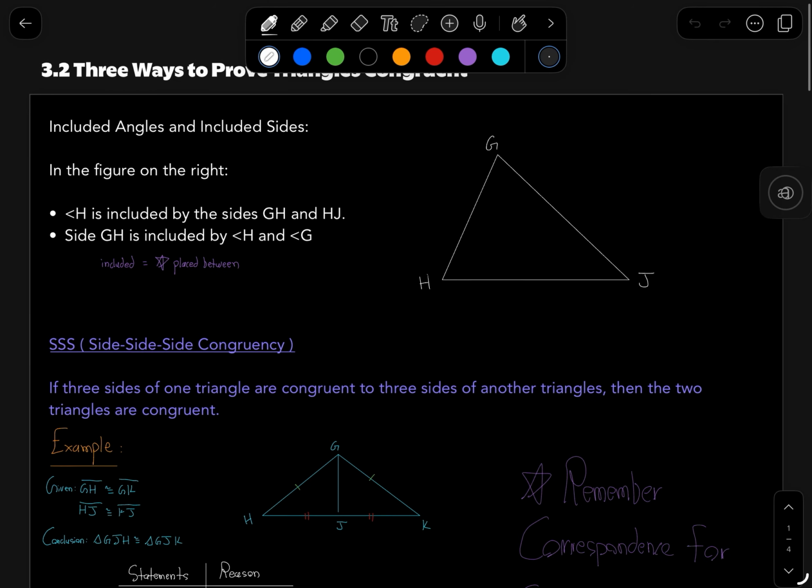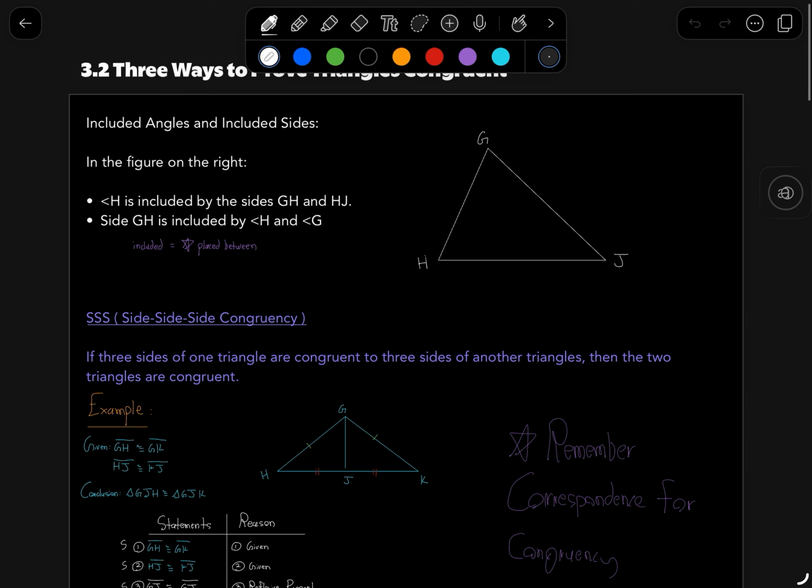So we're going to learn, like it says in the lesson name, three ways to prove triangles congruent. And there's actually going to be four ways, but you'll realize that the fourth way is really just disguised as one of them. But anyhow, first important thing you should know is included angles and included sides.